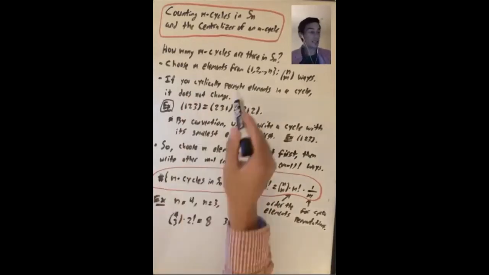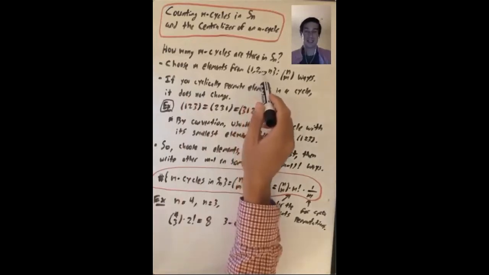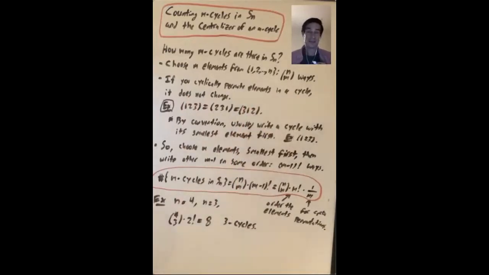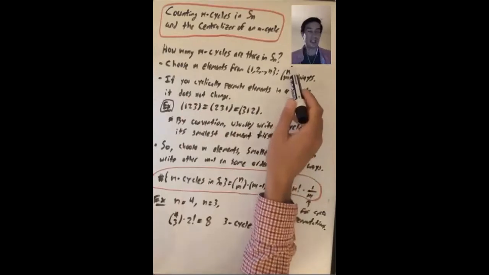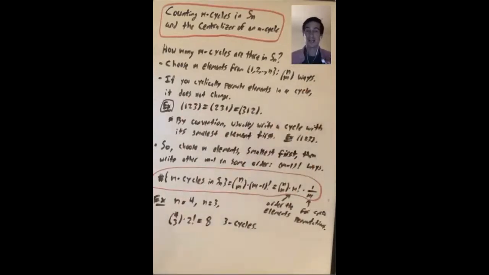Well, we're just choosing m elements from an n element set. The number of ways to do that is the binomial coefficient n choose m, which remember is n factorial divided by m factorial times n minus m factorial. Okay, so we've picked the things that are going into our cycle.